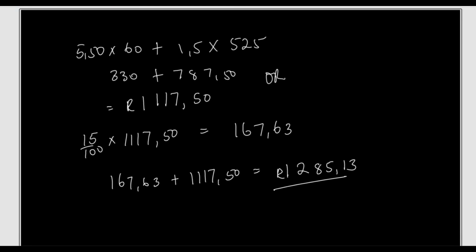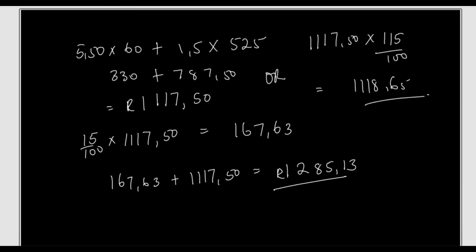Alternatively, after getting this answer, 1,117,50, multiply this by 1,15 or 115 over 100. This should be able to give us the answer straight away without breaking it down into VAT, because the VAT inclusive must be 115. This becomes 118.65. Why are we getting different answers?